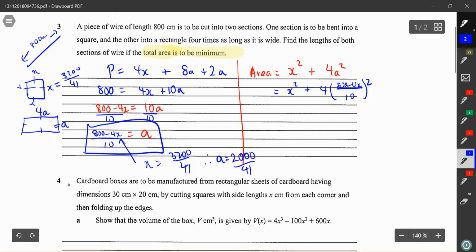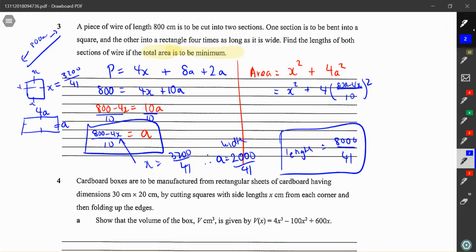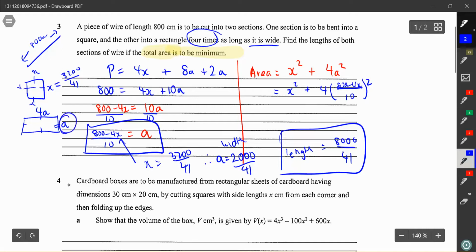But that's just the width. You have to find the length, so times by 10. This is the width, and therefore the length is 4 times A, so 4 times the 2000 is 8,000 on 41. Did you say find the lengths of both sections? Then you have to times x by 4. No, because it says the rectangle has 4 times as its width, and we had the width here as A. So the length has to be 4A.